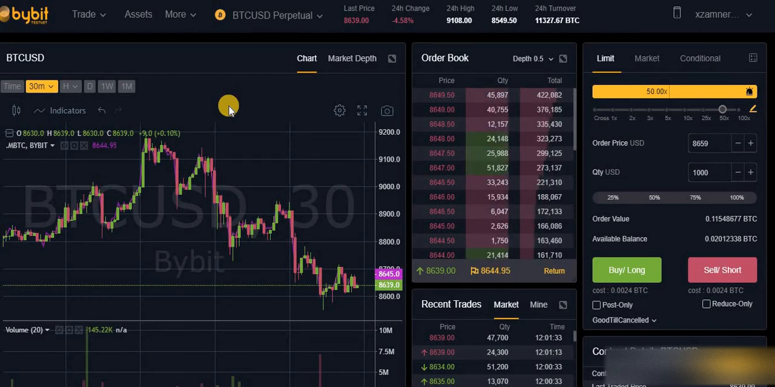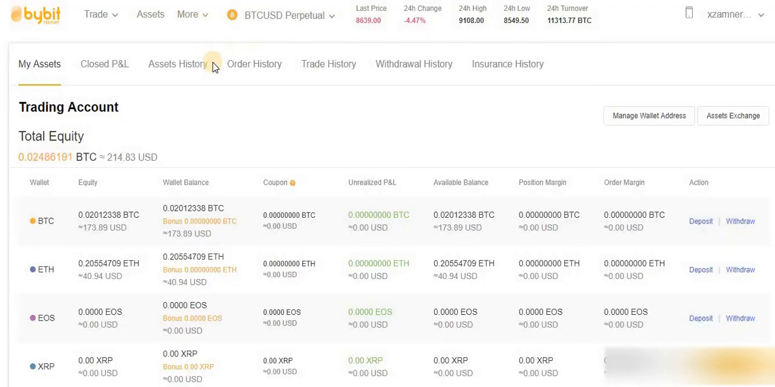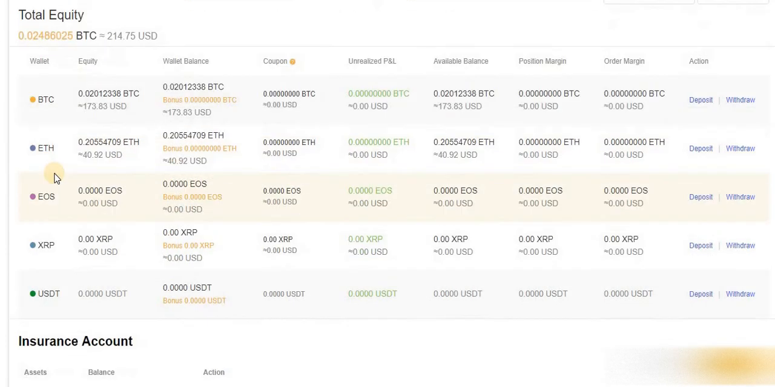Okay, now you know how to trade using Bybit and you want to start trading. You want to deposit Bitcoin into Bybit or other altcoins into Bybit. So this is how you are going to do it. You're going to click on assets on your dashboard, then it will take you to the list of your assets. In Bybit trading, you can trade Bitcoin, Ethereum, EOS, XRP, USDT. To deposit, you would have to go to deposit. To withdraw, you would have to go to withdraw.